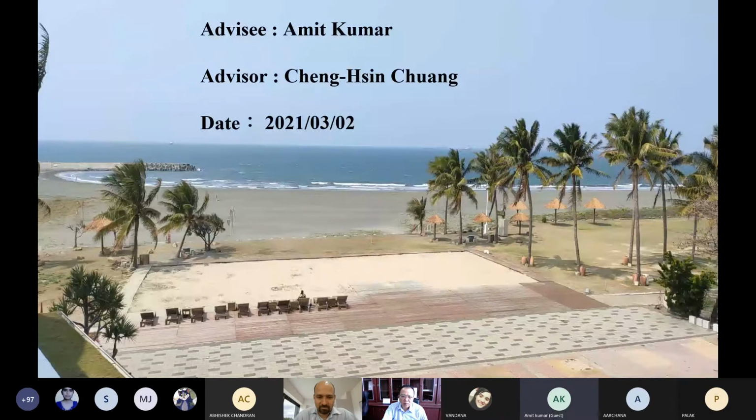Yeah, okay. So I am Amit Kumar, and I am a PhD student at Men's Lab, and my advisor is Professor. I cannot see. Oh, okay. I can see now. Okay. Oh, this view is my office view. Yeah. So this is a view from our lab, and it's quite beautiful.